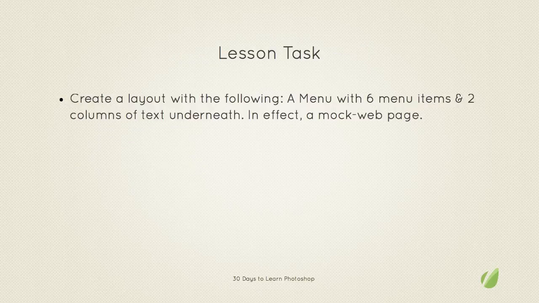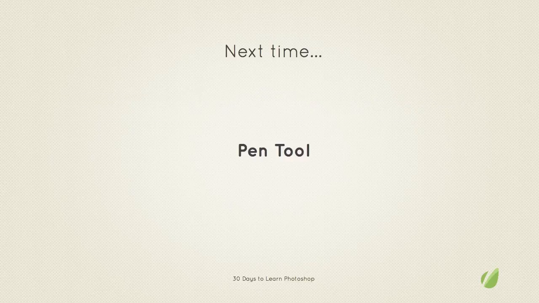Now your task for this lesson is to create a layout with the following: a menu with 6 menu items, so using a free-flowing text layer will be useful for that, and then 2 columns of text underneath, so you'd use the paragraph for that. And really what you're doing is making a very, very simple mock web page.